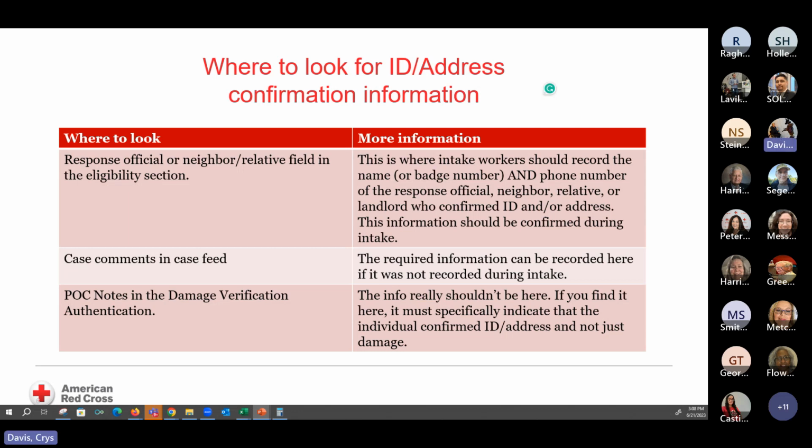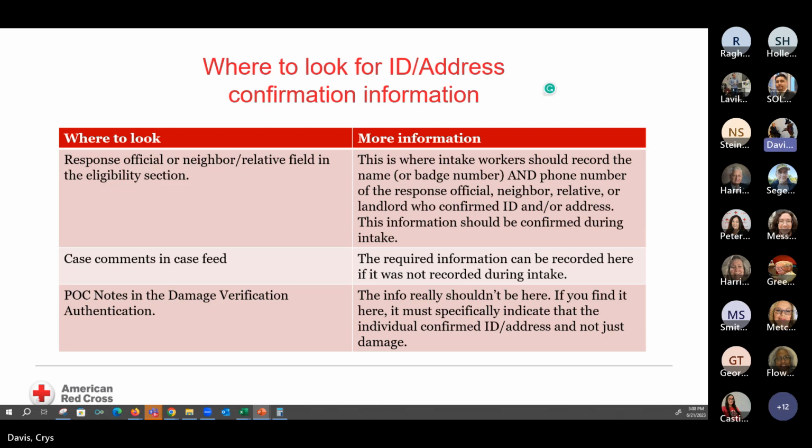It's great if we have additional info, like if they're a response official, having the agency name and all of that. But the minimum required info is name or badge number and phone number of the response official, neighbor, relative, or landlord who confirmed the ID and or the address. So ideally, this is all confirmed and documented during intake.